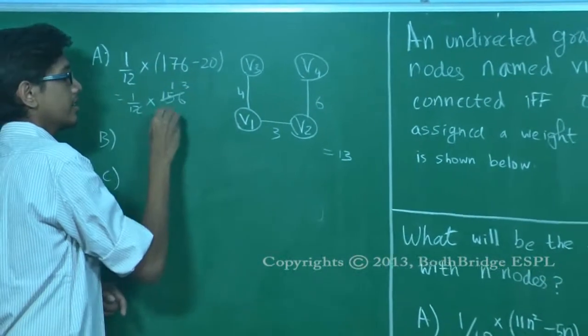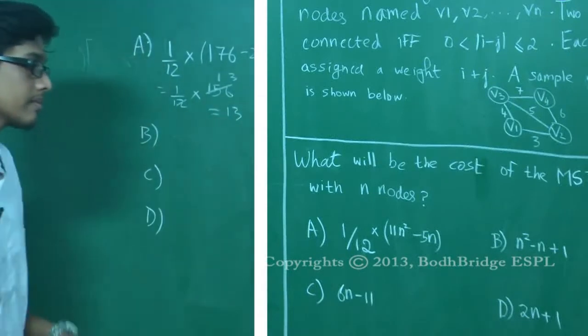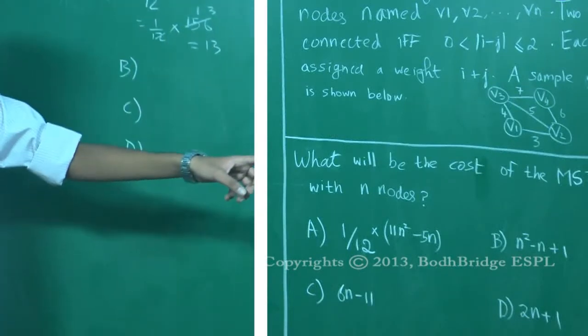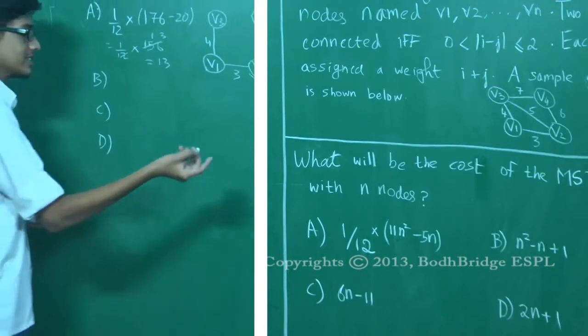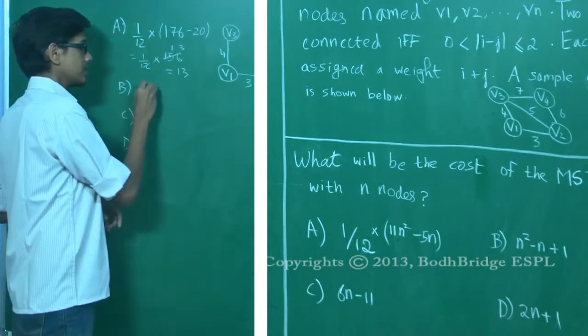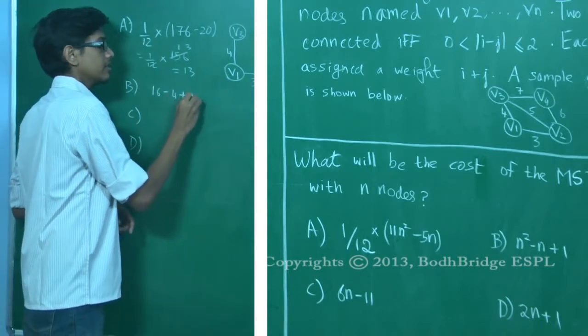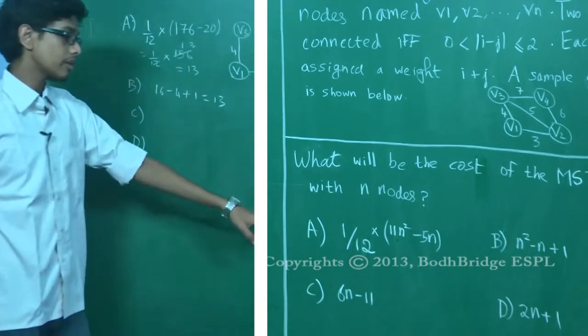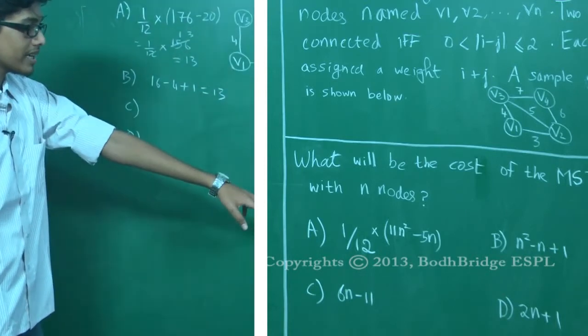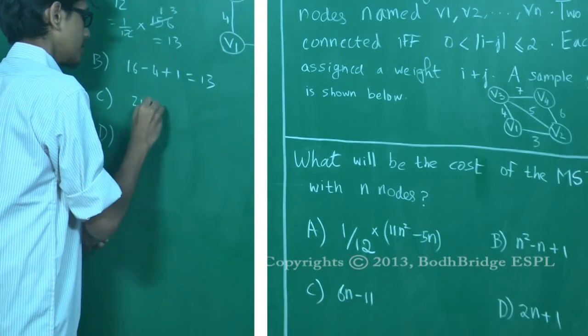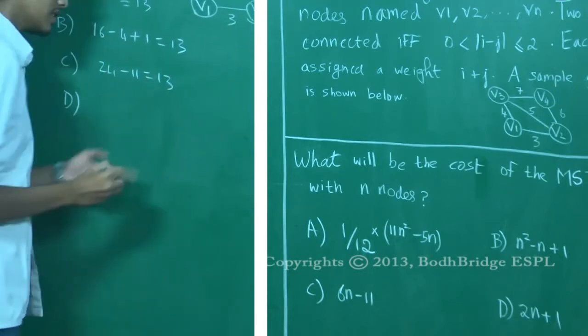That is 13. So option A satisfies. Option B is 16 minus 4 plus 1. N is 4. So 16 minus 4 plus 1 is 13. B also satisfies. Option C is 6 into 4, 24 minus 11, which is again 13. Option C also satisfies.